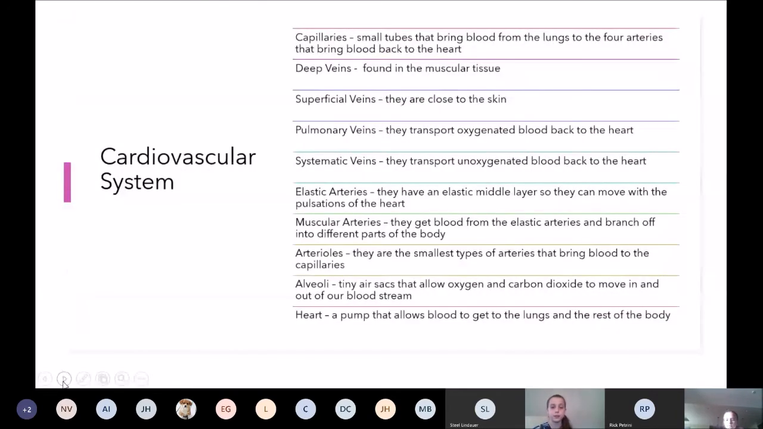Cardiovascular system. These are the main parts of veins, arteries, and other essential parts of the cardiovascular system: capillaries, deep veins, superficial veins, pulmonary veins, systemic veins, elastic arteries, muscular arteries, arterioles, and the heart.